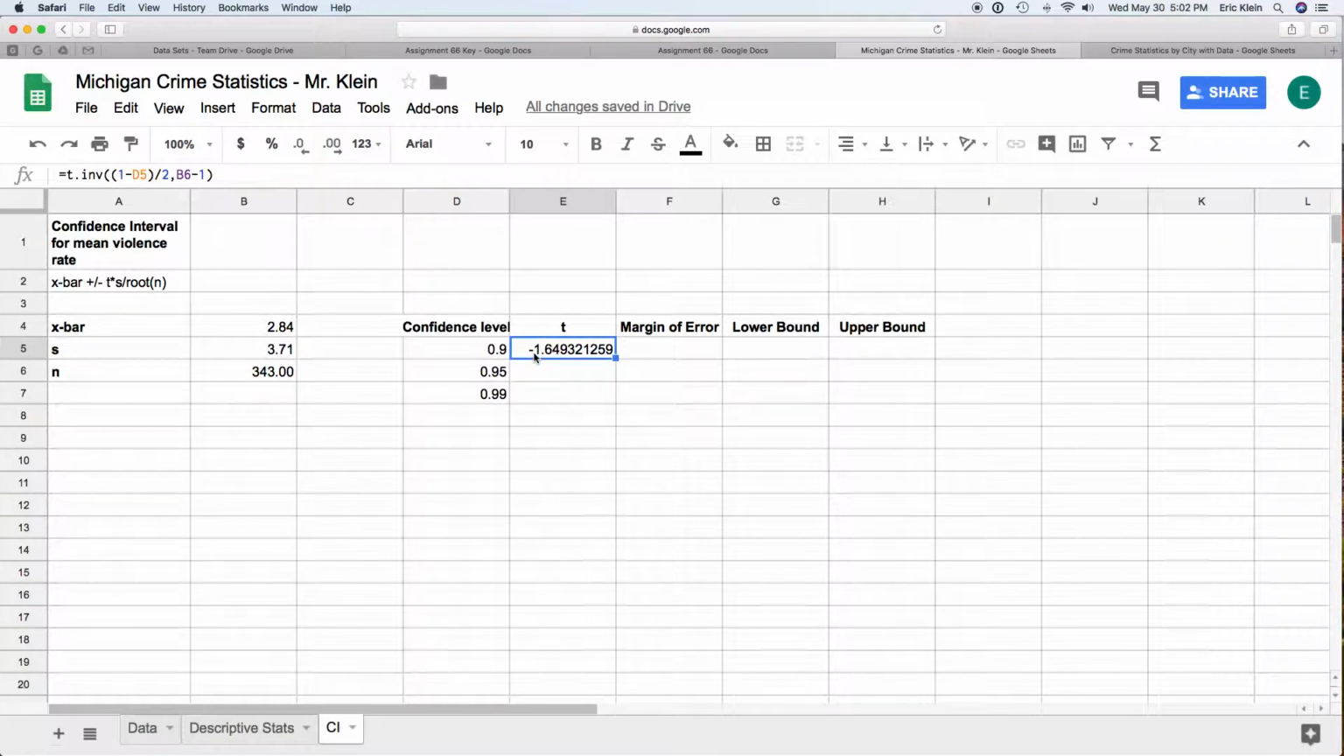All right, now notice that it gave me a negative value. I don't like that, so I'm going to make it positive just by sticking a negative in here. And there we have it. There's the t-score that we want.